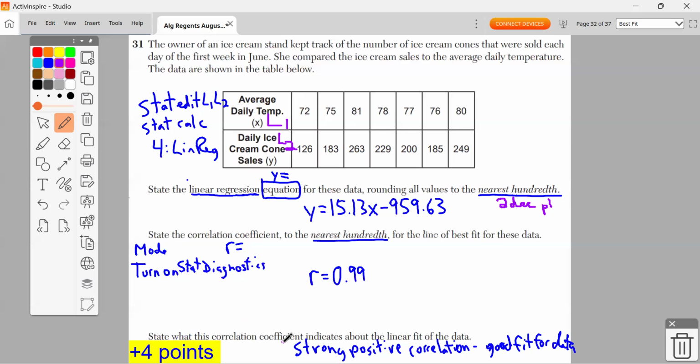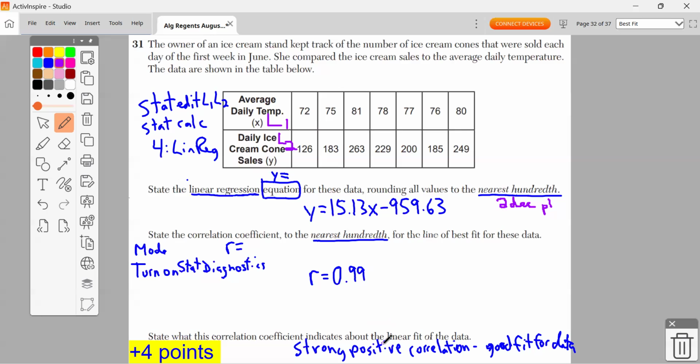That's worth 1 credit. The 4th credit comes from stating what this correlation coefficient indicates about the linear fit of the data. Well, if it's close to 1, or if it's close to -1, it is a strong correlation. This one is positive, so it's a strong positive correlation.